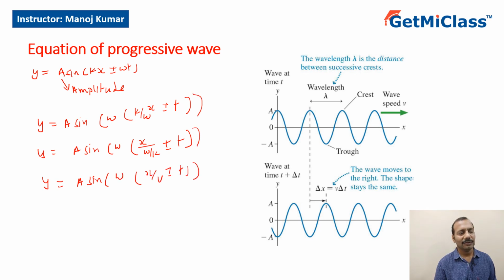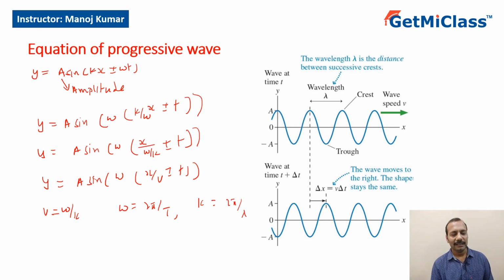So I can convert them from one form to another form using the expressions v equal to omega by k, or omega equal to 2 pi by T, or k equal to 2 pi by lambda. Any of these expressions would give us the wave. So from this, what we can infer is there is a lot of information that we can know from the equation of a wave. From the equation of a wave, we can find out what kind of a wave it is. Is it a transverse wave?